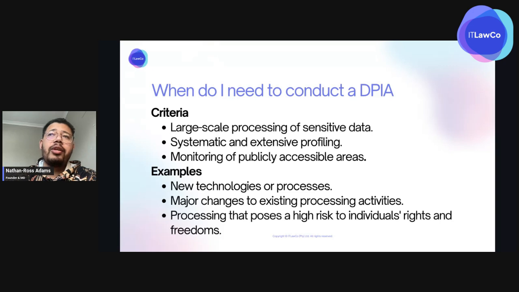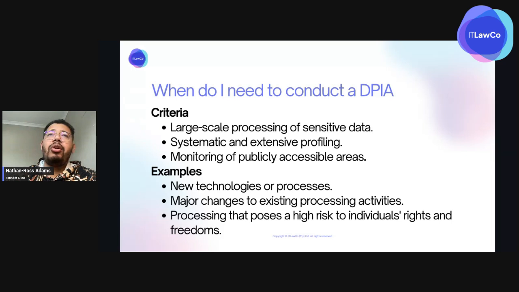In South Africa, the criteria really is that whenever you are processing personal information for a specific project, you need to conduct a personal information impact assessment. And under POPIA's regulations, that's the responsibility of the information officer. So it's really for any data protection project.